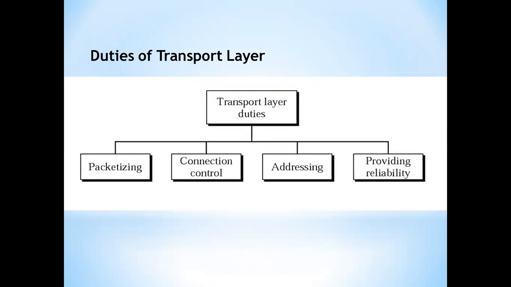So first is packetizing. The transport layer creates the packet with the help of encapsulation on the messages received from the application layer. Packetization is the process of dividing long message into the smaller ones. These packets are then encapsulated in the data field of the transport layer packets. The header containing source and destination addresses are then added.